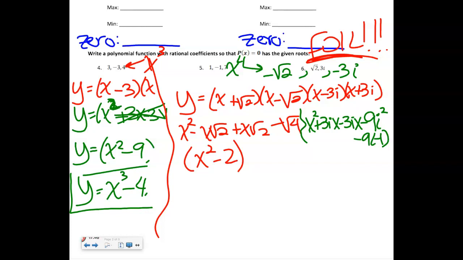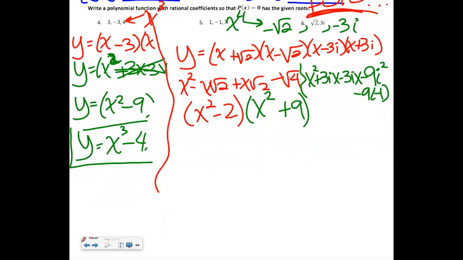Does our middle stuff cancel again? Yeah. So all we're left with is x squared plus 9. Again, did all of our i's cancel? Yeah. Now again, what F-bomb are we going to do? We're going to FOIL again. Yeah. Okay. We reviewed this yesterday.